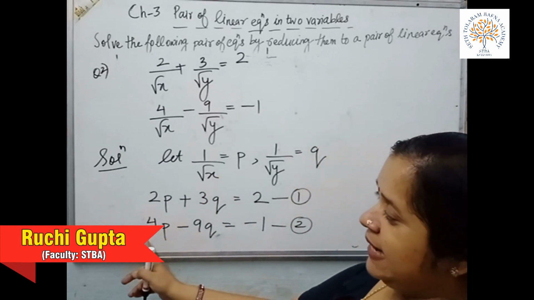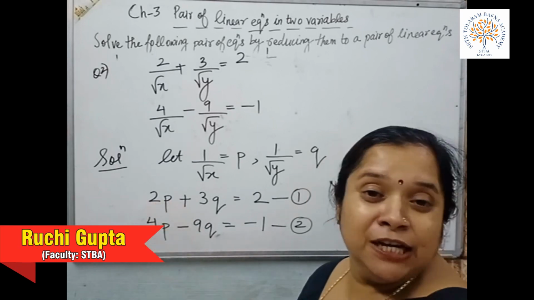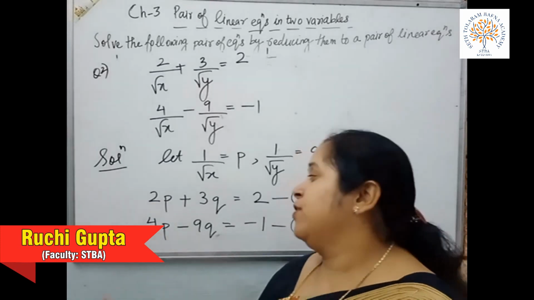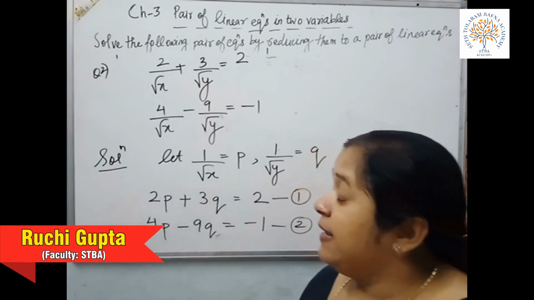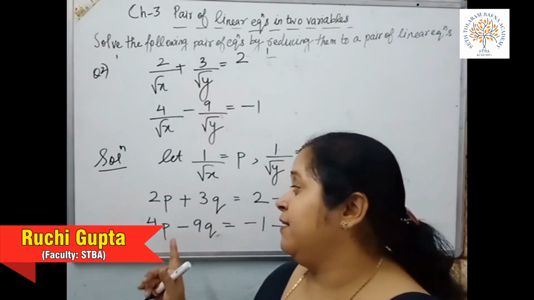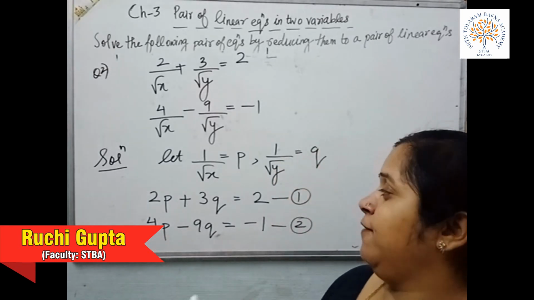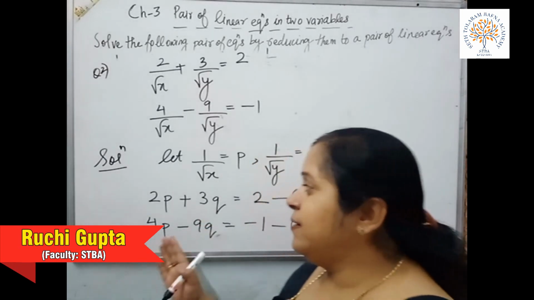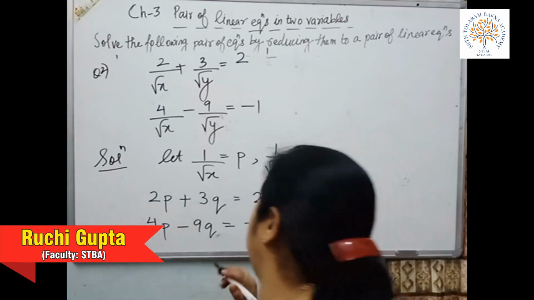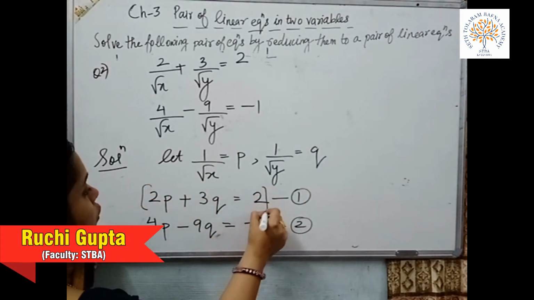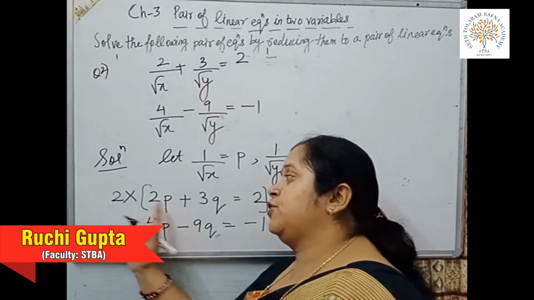Okay. So now again can you see that in the first equation the coefficient of P is 2 and in the second it is 4. So again you have to multiply the first equation by 2 only. If you remember, on the very first day I told you that if the method is not given to us, then all the time we are going to use the elimination method. It is the easiest method. Okay. So I am multiplying the whole first equation by 2.